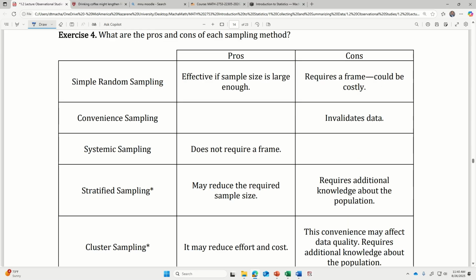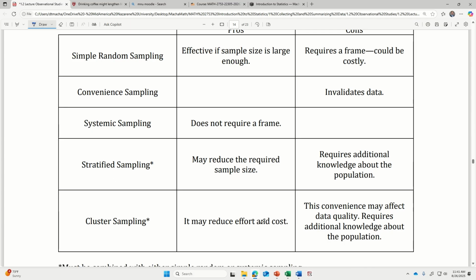The intent with stratified sampling is to reduce your sample size, the number of individuals you have to ask. The intent with cluster sampling is to introduce a little bit of convenience. For example, traveling between cities is inconvenient. Cluster sampling is not going to reduce your required sample size, but it could make it so that you don't have to travel between as many cities.